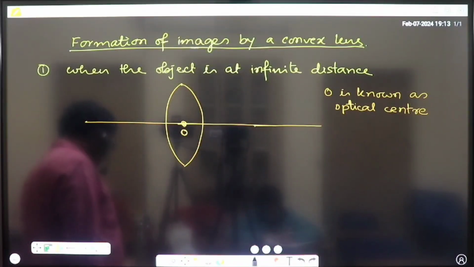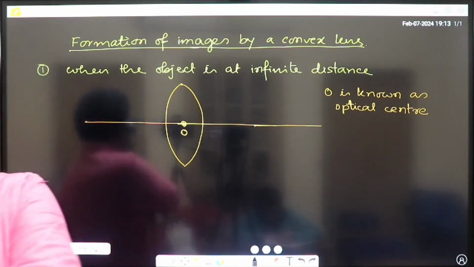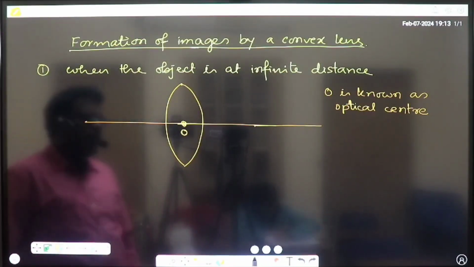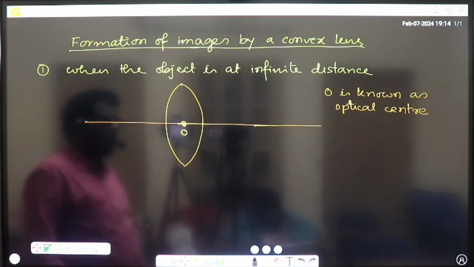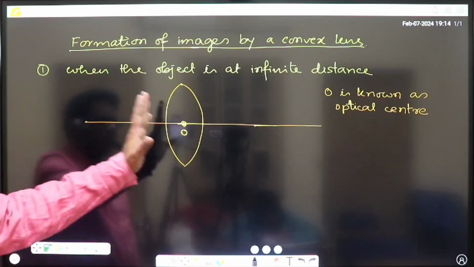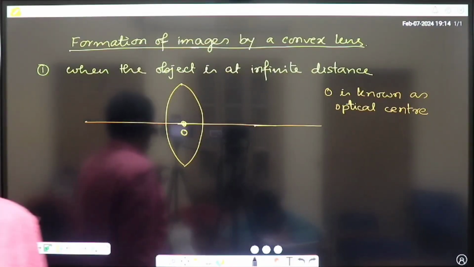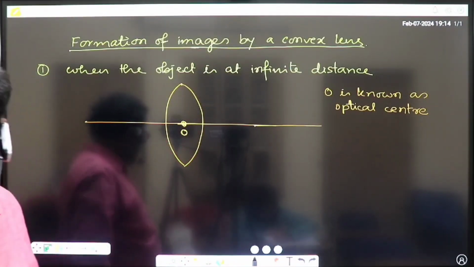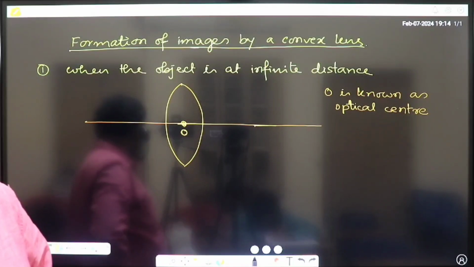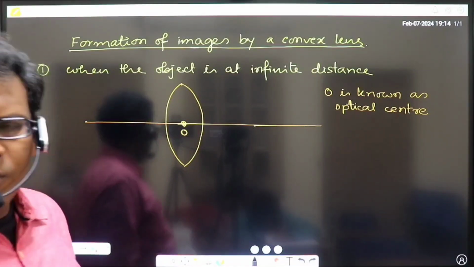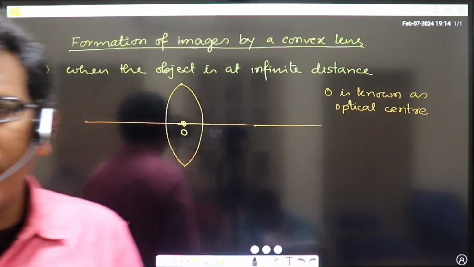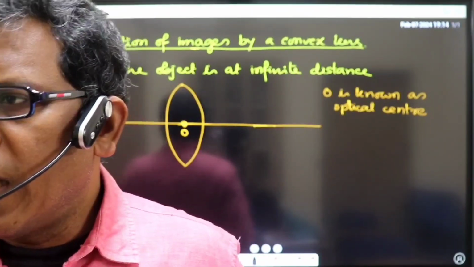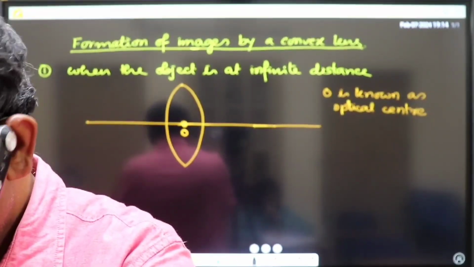So when the object is located at infinite distance from the convex lens, where can we see the image? Whenever the object is at infinite distance, it is very difficult to draw the object as a visible one. Anything which is assumed to be at a far distance, that means infinite distance, normally that position is considered as not visible, right?